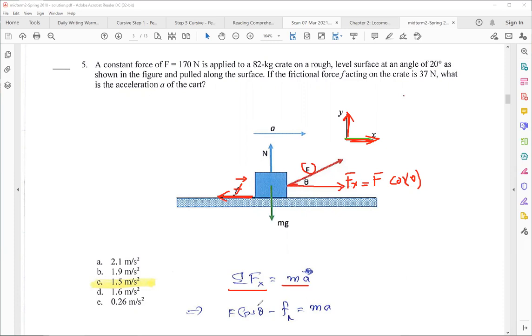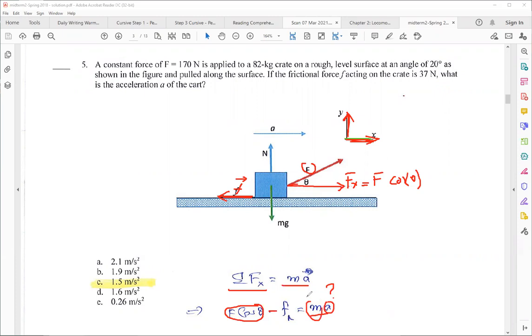Then I lay down all my forces. Force cosine theta minus friction, because it's pointing in the opposite x direction, equal to mass times acceleration. Right, so the rest is easy. If you need the acceleration, that's what we're looking for.